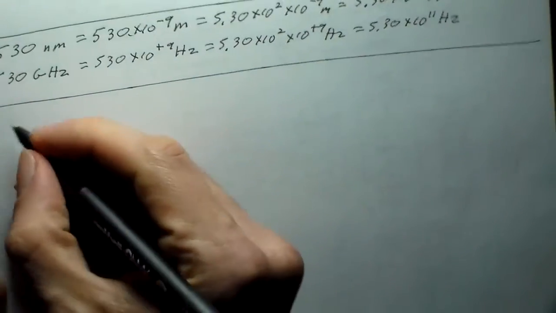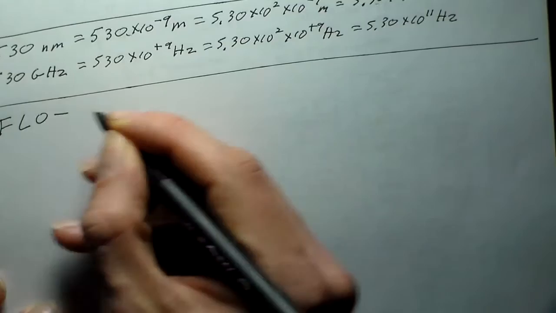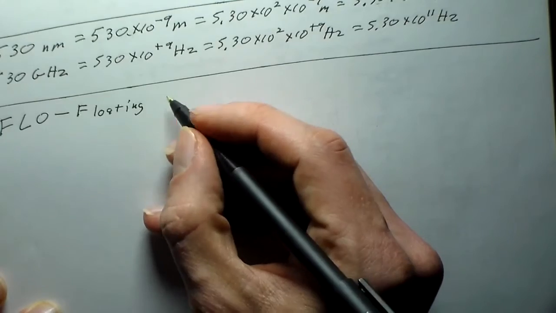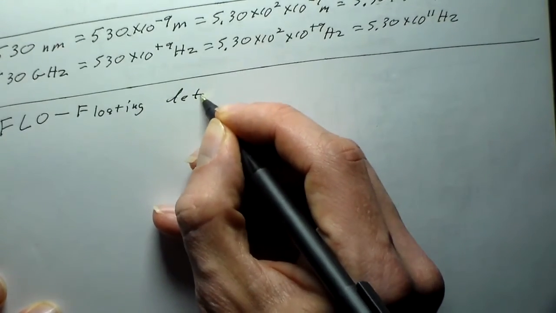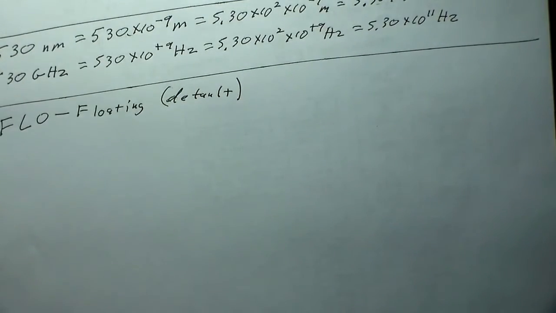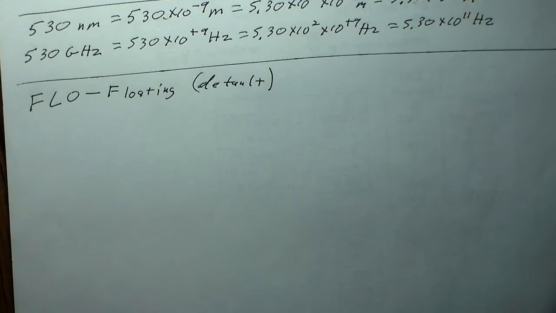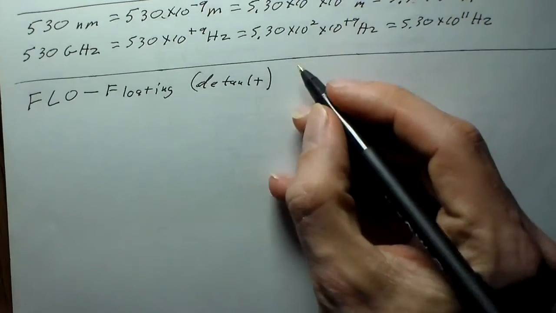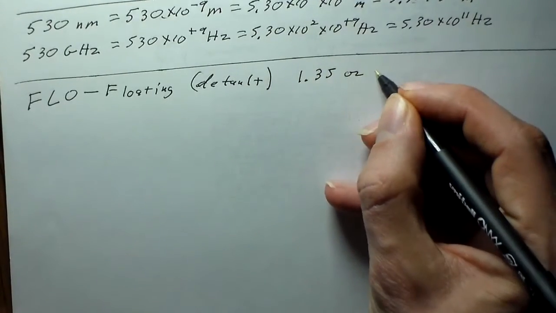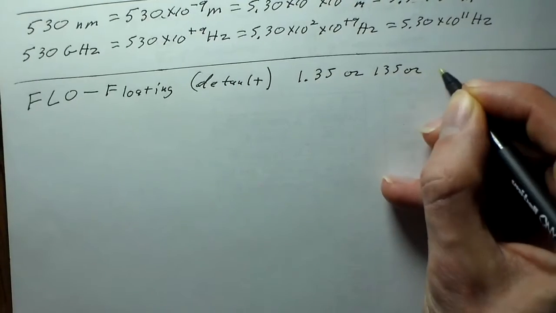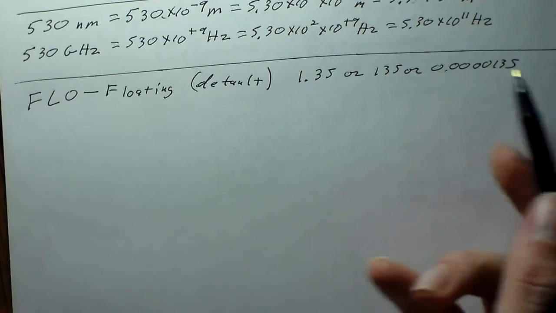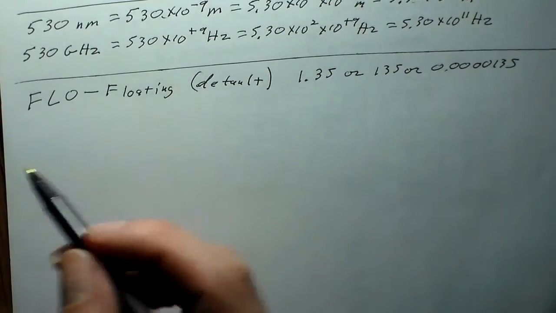Okay, so the floating, FLO, this means you're floating. And this is going to be the default mode. So when you turn your calculator on, most of the time this is what you're going to have. And when you're looking at it, you're just going to have here 1.35 or 135 or 0.0000135, something along those lines. This is the normal mode that you're just going to see in the calculator there.